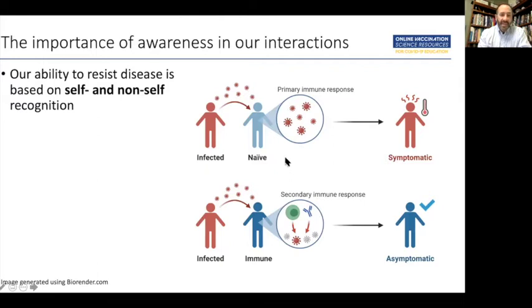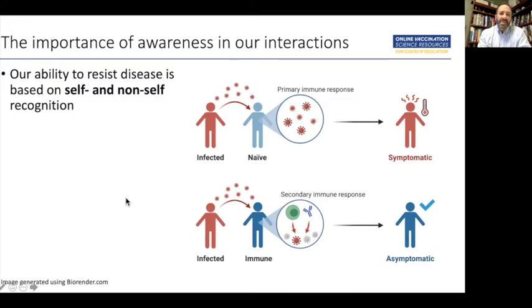After they have mounted that immune response and have started to develop immunity, if they are then reinfected by someone who has that pathogen and transmits it to them, they can mount a secondary immune response if they are immune. That secondary immune response means that they can deal with that pathogen more effectively and are likely to not be symptomatic. They are likely to not get sick as a result. Also, they are less likely to transmit that pathogen to other people.